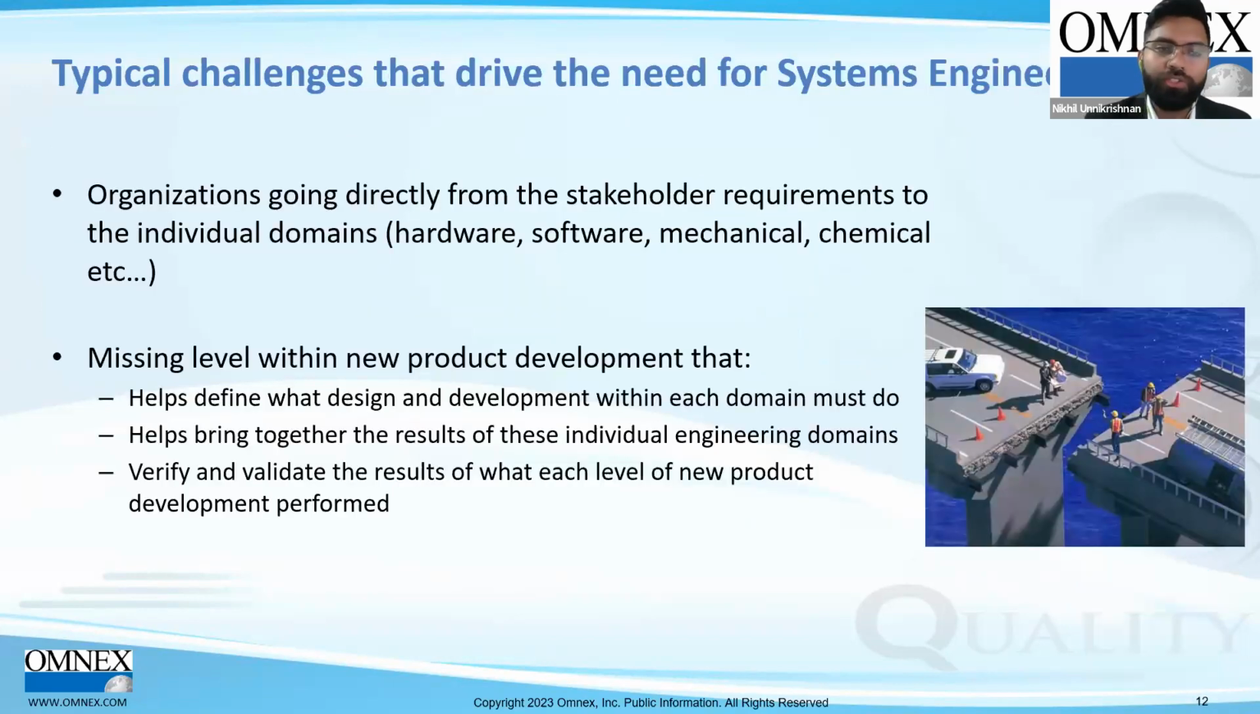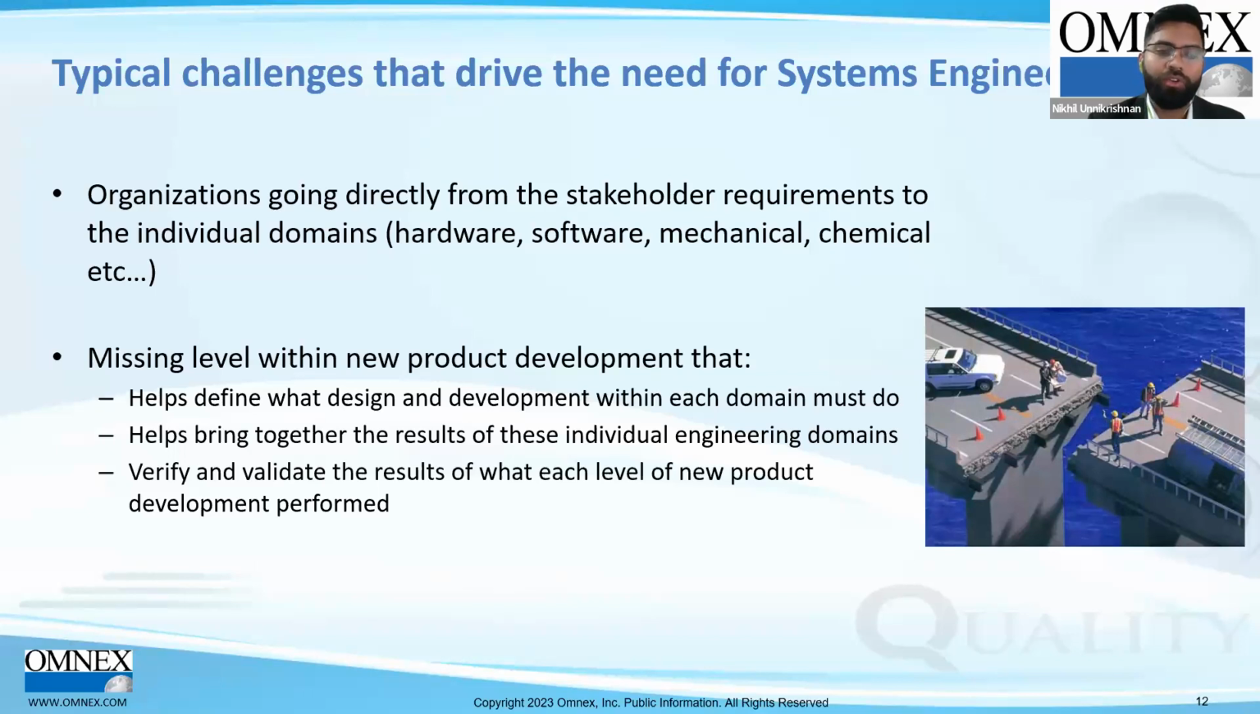So organizations going directly from stakeholder requirements to the individual domains, such as hardware, software, mechanical, chemical, etc., are going to lose out on the advantage of the systems engineering thinking and its principle. So let me explain further. If you have different subsystems that are being developed in, let's say, different design centers across the globe, and then they're all coming together and then to be put into the super system or the main system, how can we ensure that they all still connect and talk to each other the way they should?